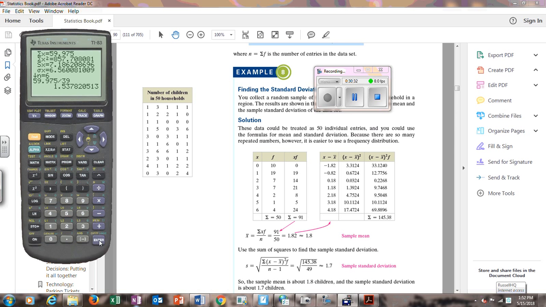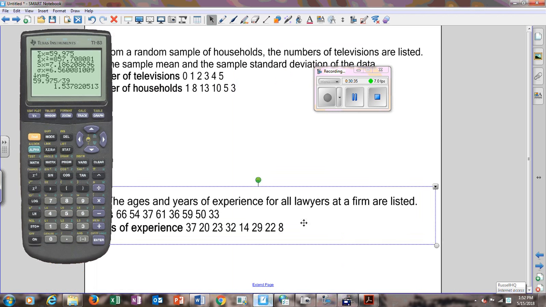So you get 1.54 for your sample standard deviation. All right. With that in mind, we are not going to do 36. Same thing. You have to go through all those lists again.